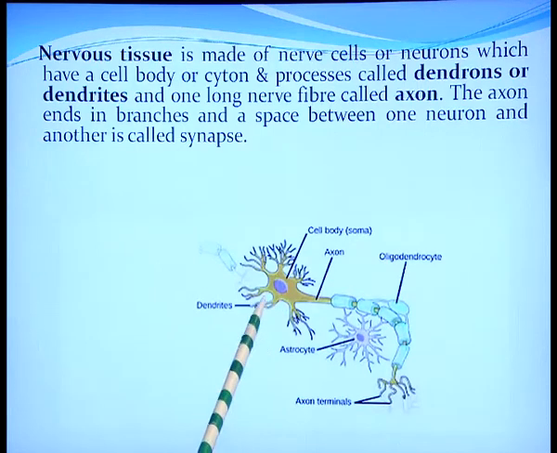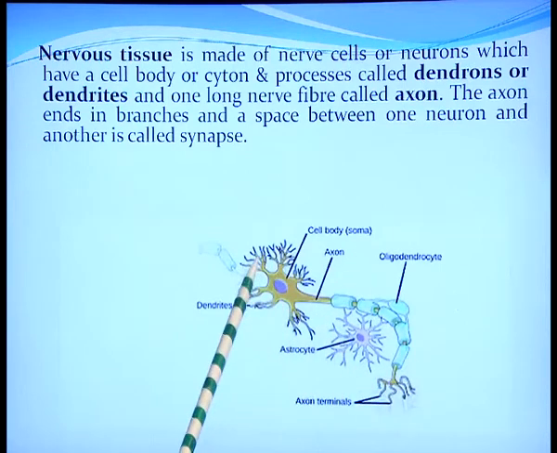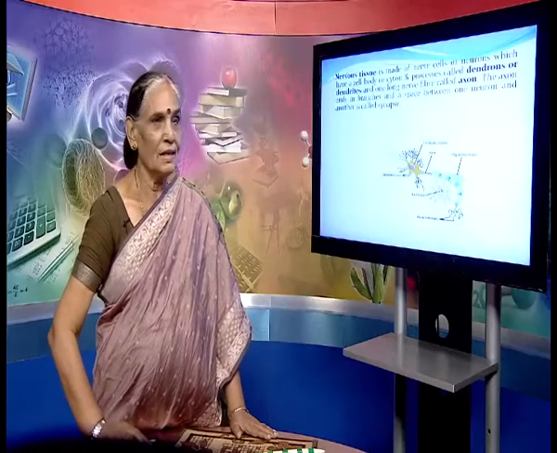Now, all the cells are connected. One cell will be connected with another nerve cell exactly identical, which will be here, and the axon endings will actually be very close to the next cell, and the space between the two cells is called the synapse.